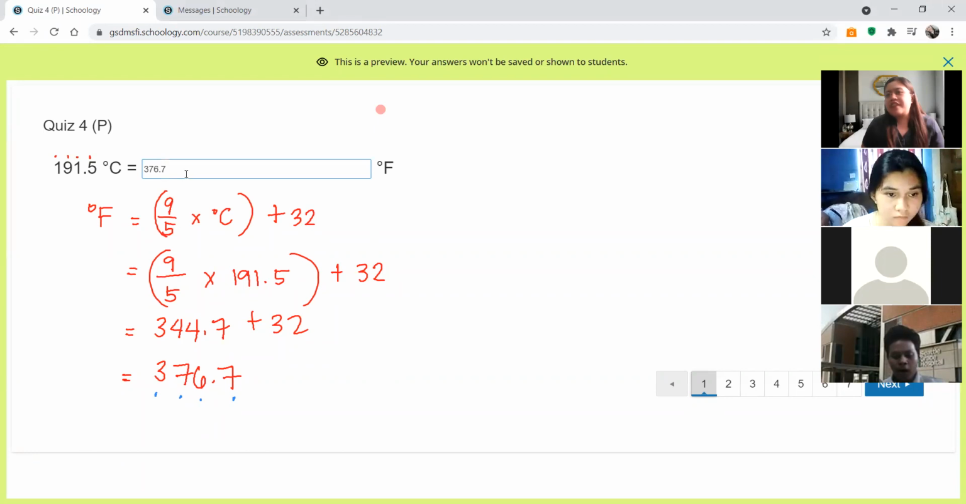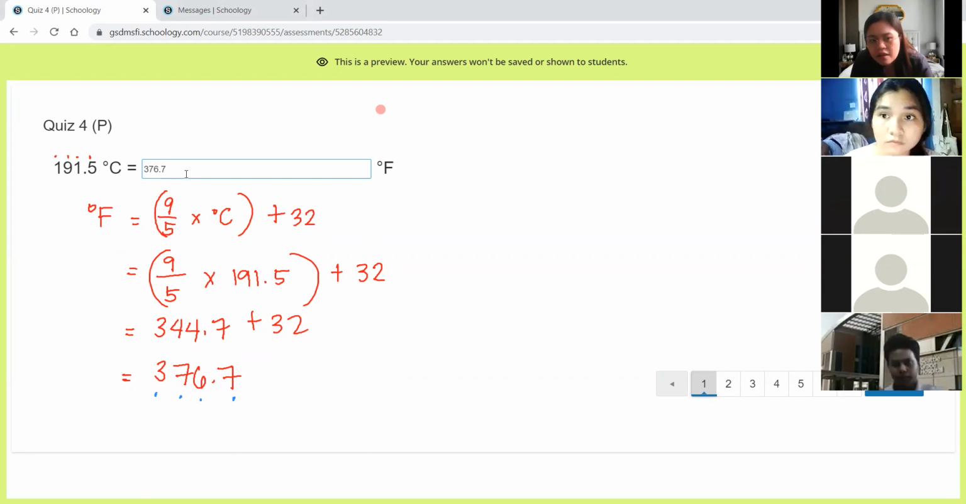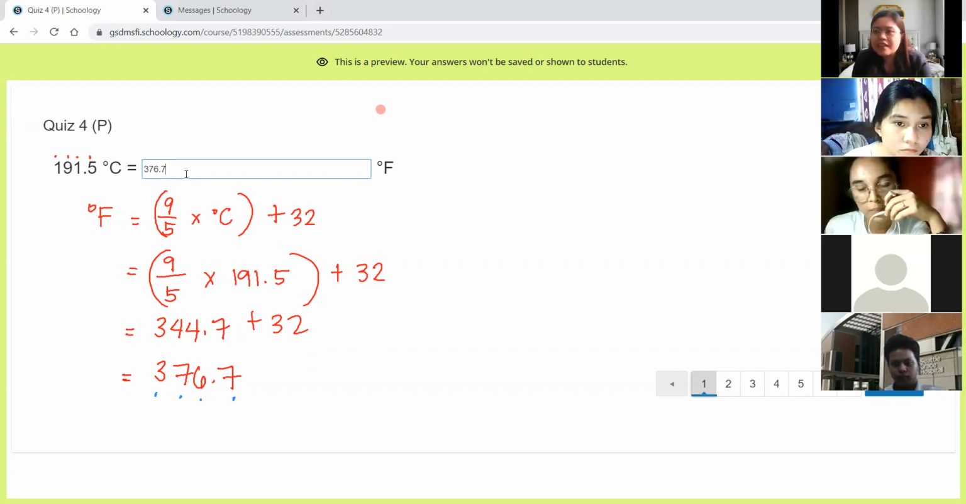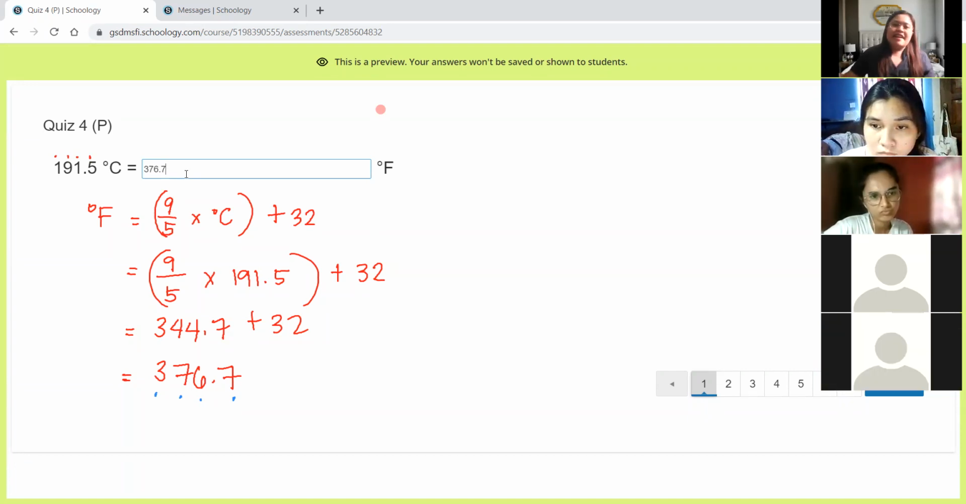Any question for this? Yes, Mariam? Ma'am, the 9 and 5 are not considered in the number of significant figures? No, that is not included. That is already a part of the formula. There is only one given, 191.5. Anything else? No. So again, the correct answer there is 376.7.